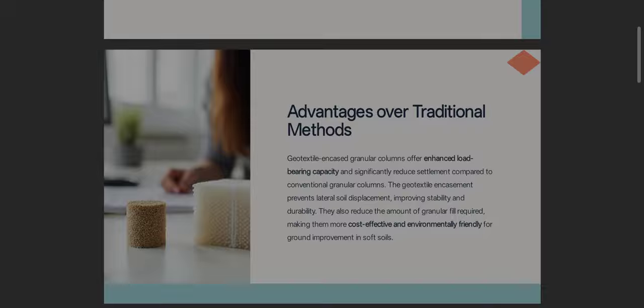Increased reliability and predictability. The controlled confinement provided by the encasement leads to more uniform stress distribution and consistent behavior across columns. This improves design reliability and reduces uncertainties commonly associated with traditional ground improvement methods.